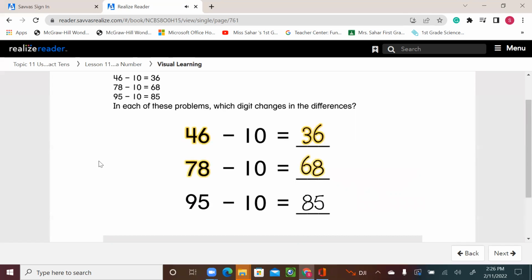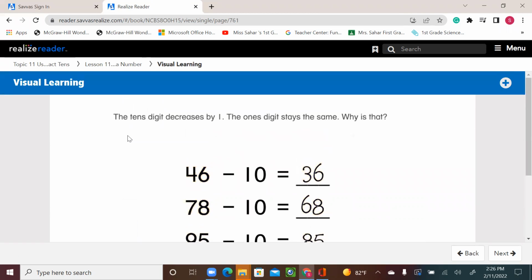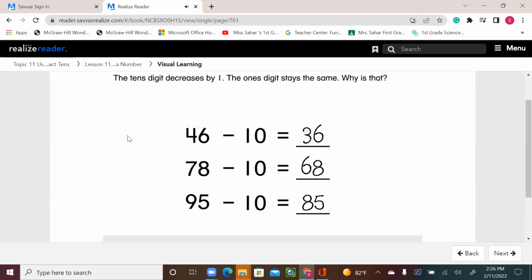In each of these problems, which digit changes in the differences? The tens change, but the ones remain the same. 46, 36. 78, take away 10, 68. 95, take away 10, 85. As you see, all the ones remain the same, the tens digit decreased, or lost 1 ten. The tens digit decreases by 1. The ones digit stays the same.